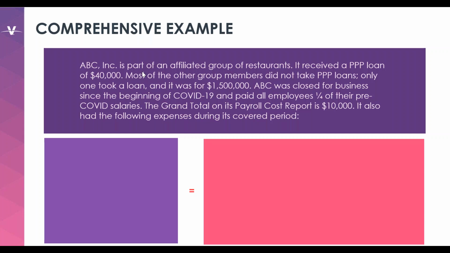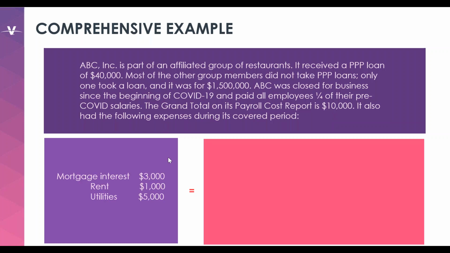So that means, of course, that one particular member that took the $1.5 million is not going to be eligible for simplification, but ABC will be, because ABC's group did not take more than $2 million, and ABC itself was only $40,000. So great. ABC is going to be eligible for the simplified process. Now, since it was a restaurant, ABC was closed for business since the beginning of COVID-19, and it only managed to pay its employees 1/4 of their pre-COVID salaries. That would put it into a wage reduction scenario. So the grand total on its payroll cost report is only $10,000.